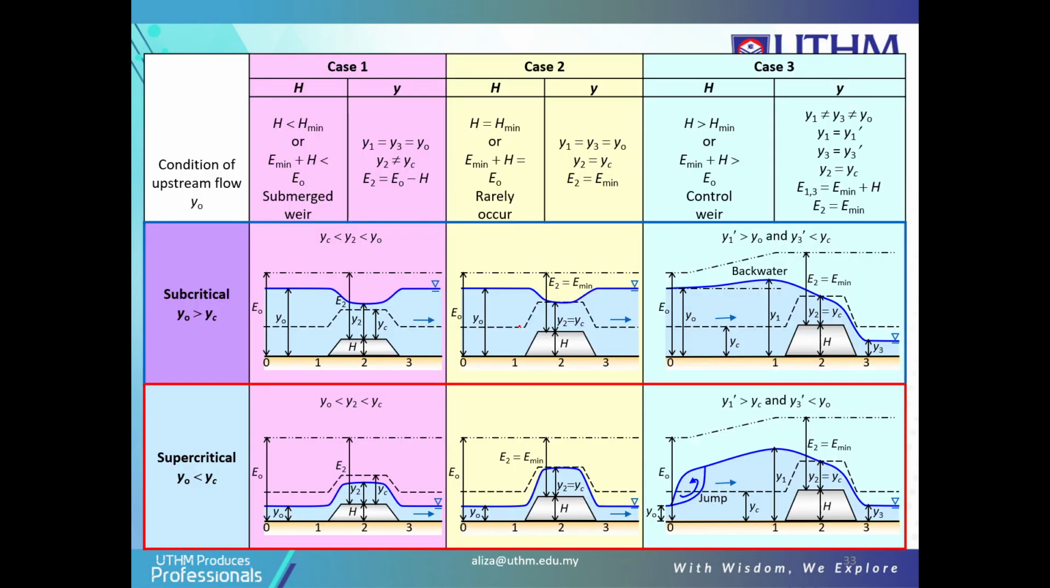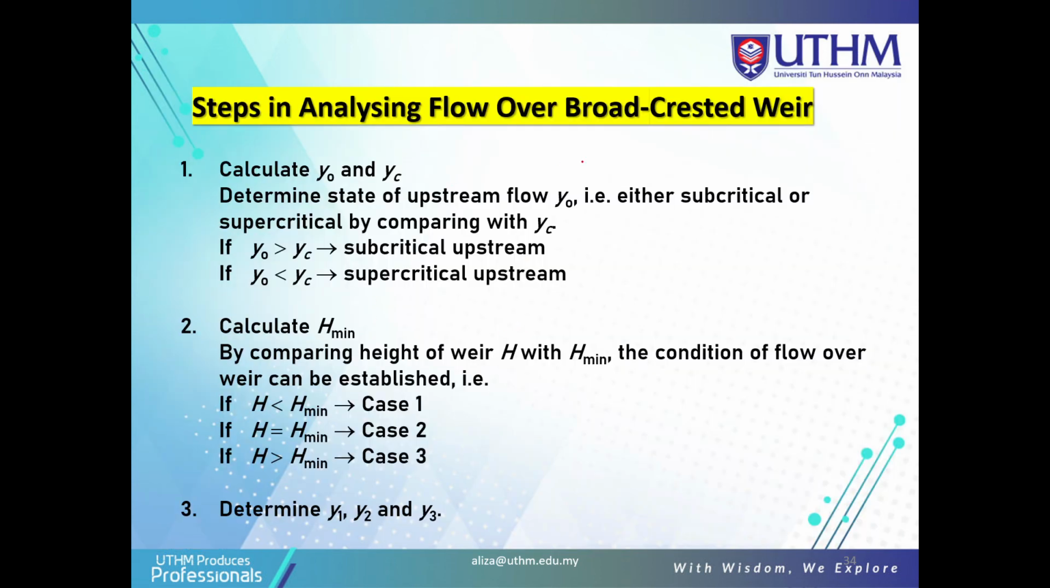Okay, so now we look at the steps in analysis of flow over a broad crested weir, step by step. In step 1, you must calculate y naught and calculate yc. You must determine the state of upstream flow y naught, either subcritical or supercritical, by comparing with yc. You must know that y naught more than yc is subcritical upstream. Y naught less than yc is supercritical upstream.